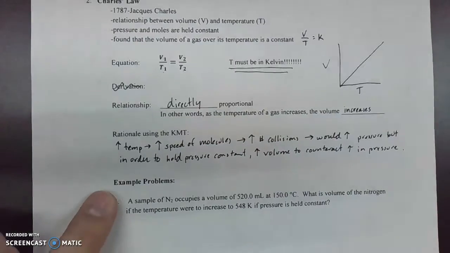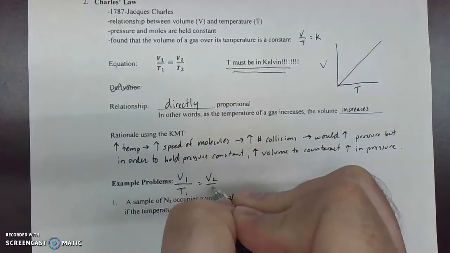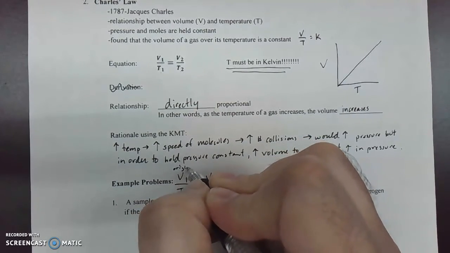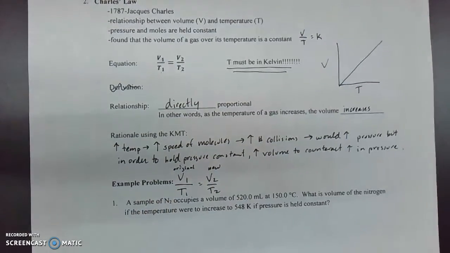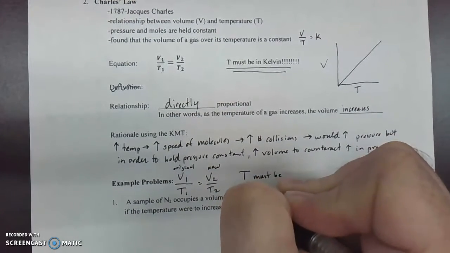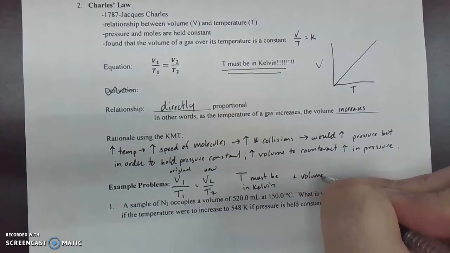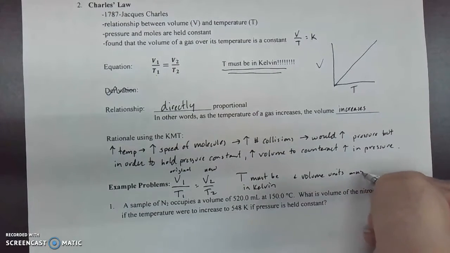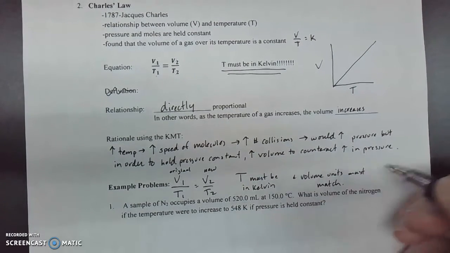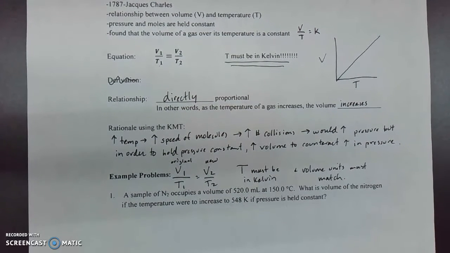For all of these example problems, we're going to use the equation V1 over T1 is equal to V2 over T2. This is the original, and these are the new conditions. T must be in Kelvin, and volume units must match. So if one thing is in liters and the other's in milliliters, we have to change one. So let's look at our first example problem. Actually, we'll just look at it in this video.